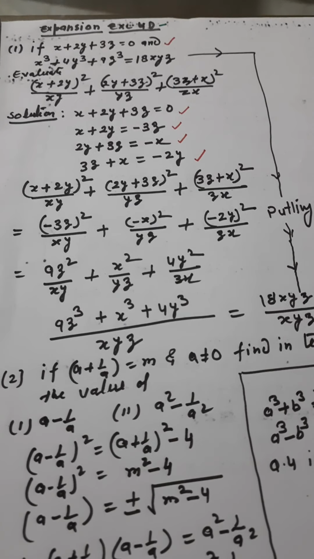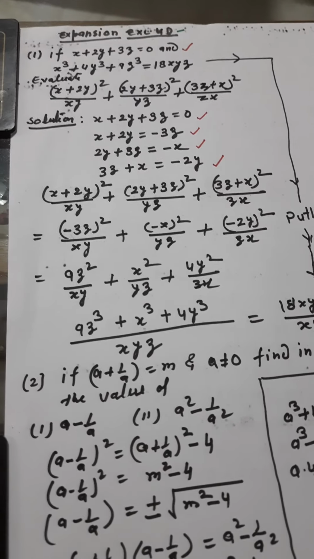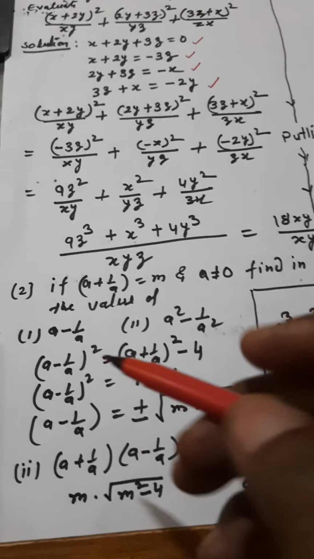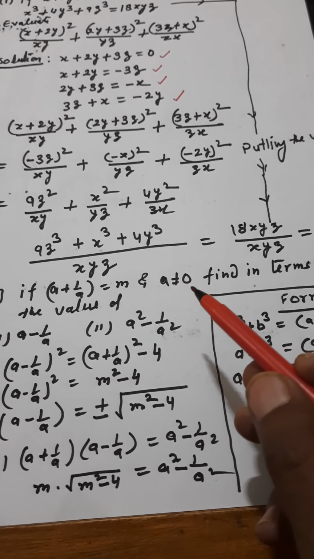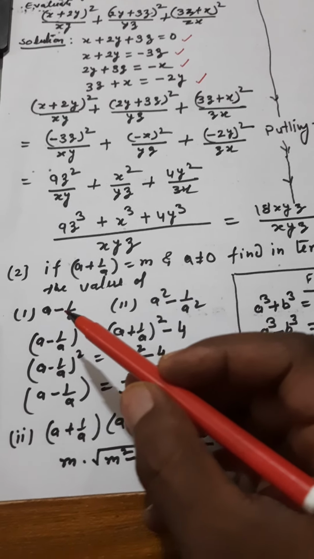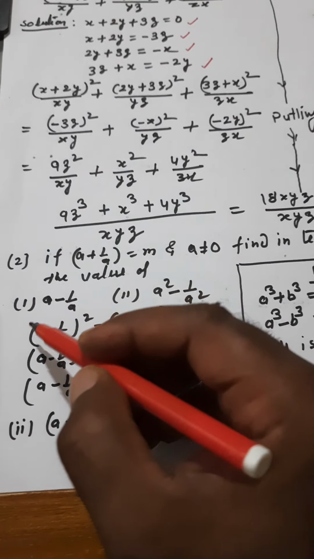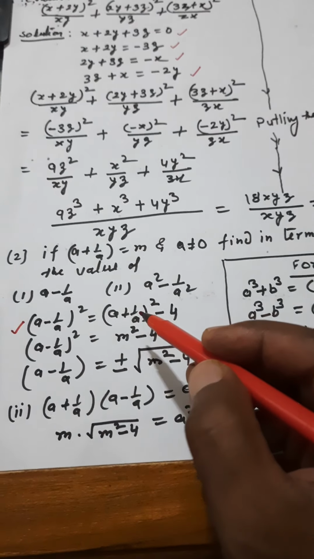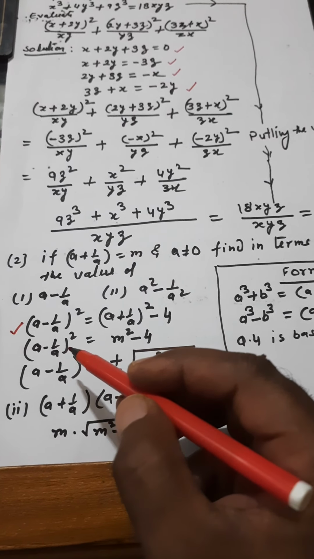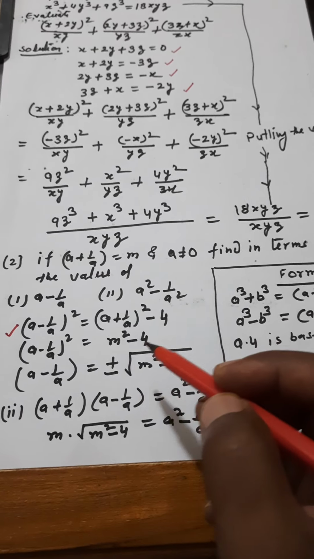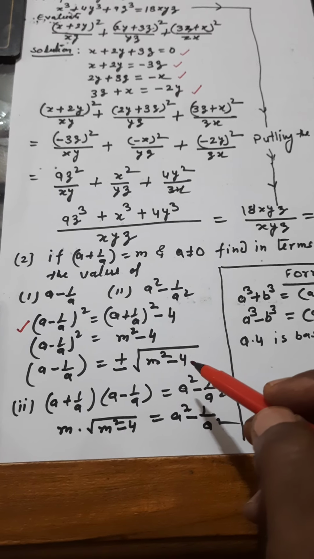What are the key points? Key points are what is given and what is not given, right? So in this, if a + 1/a = m and a ≠ 0, find the value of a - 1/a. You will write such a formula: (a - 1/a)² = (a + 1/a)² - 4. So (a - 1/a)² = m² - 4. Therefore a - 1/a = ±√(m² - 4).